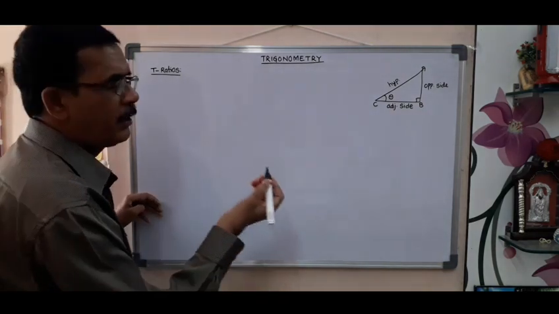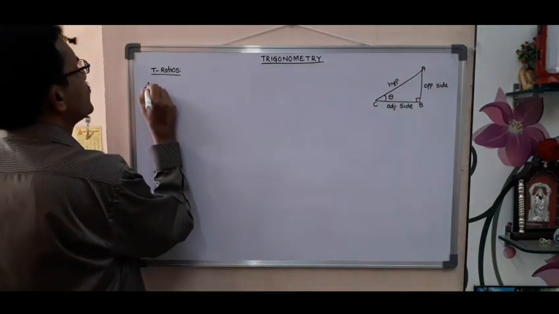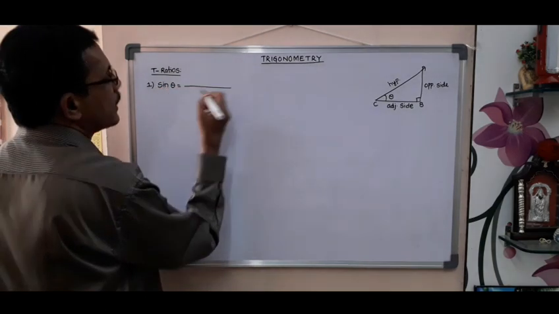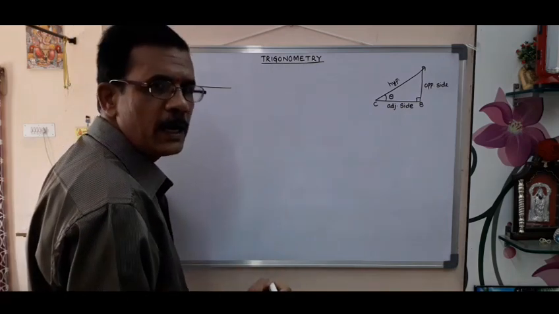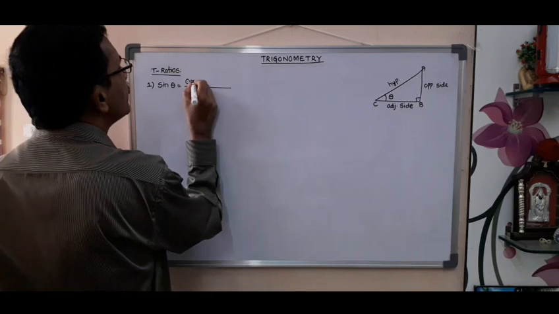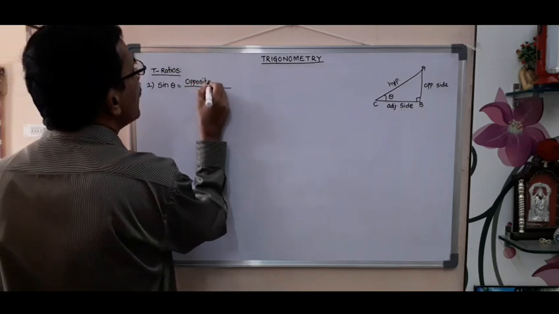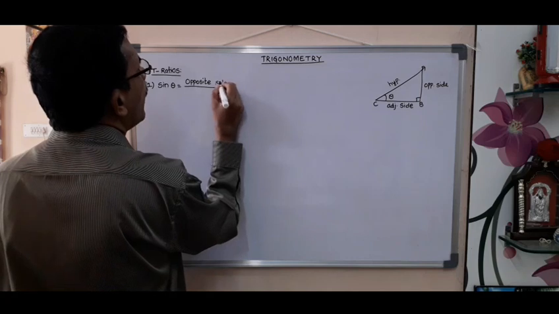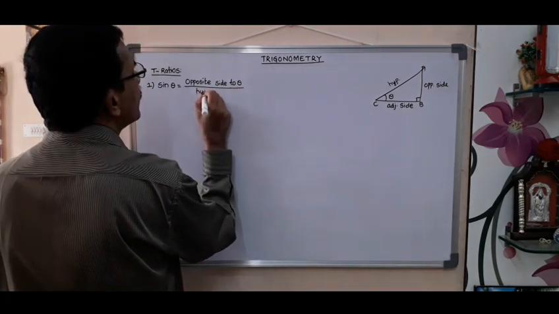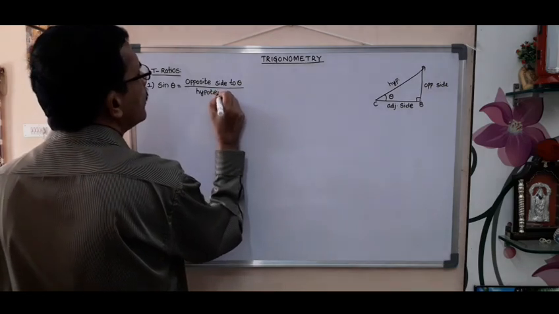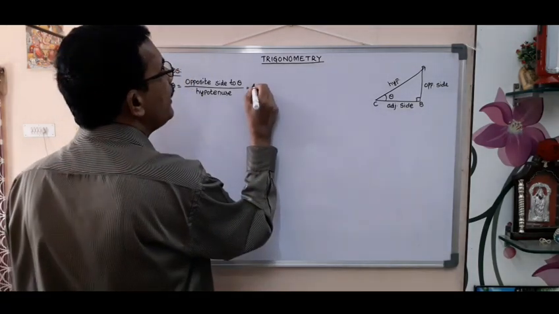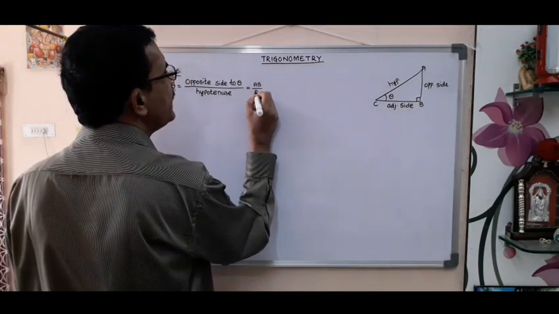So let us define trigonometric ratios. First one, sin theta. Opposite side to theta by hypotenuse is called sin theta. Here in this triangle, opposite side is AB and hypotenuse is AC.